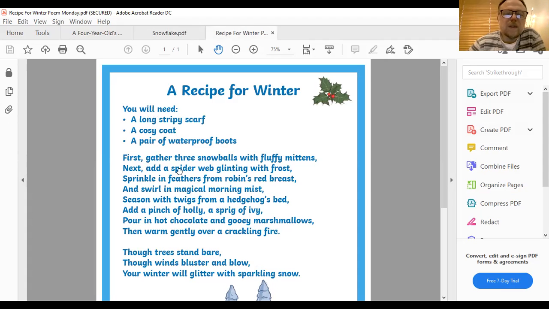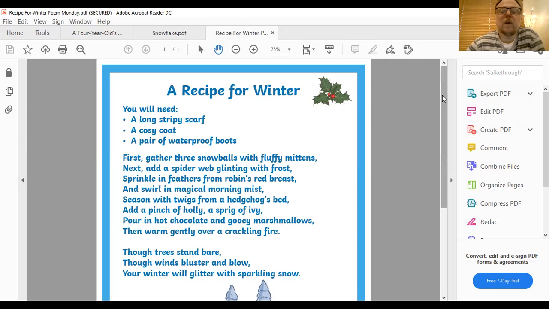And they've put some things in that you find inside winter. And they've written it like a set of instructions as well, with the first and the next. We've done instruction writing, haven't we, this year? And then pour, all those bossy verbs at the start of the line, and sprinkle, season, warm, and all the things from within it. Robin redbreast, magical morning mist. You spot a little bit of alliteration in there. I did, but there's no rhyme.